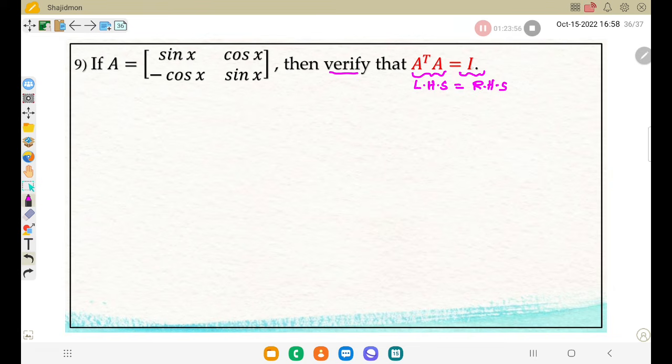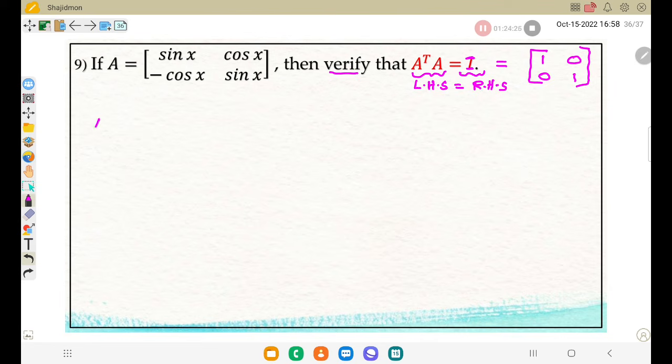This is I, not 1. What is the meaning of I? It is the identity matrix, 1, 0, 0, 1, because A is a 2 by 2 matrix, so the identity matrix is also 2 by 2: 1, 0, 0, 1. When you multiply A transpose with A, do you get this or not? That is the question. Verify whether you are getting the 1, 0, 0, 1 matrix. So we will go to that one.